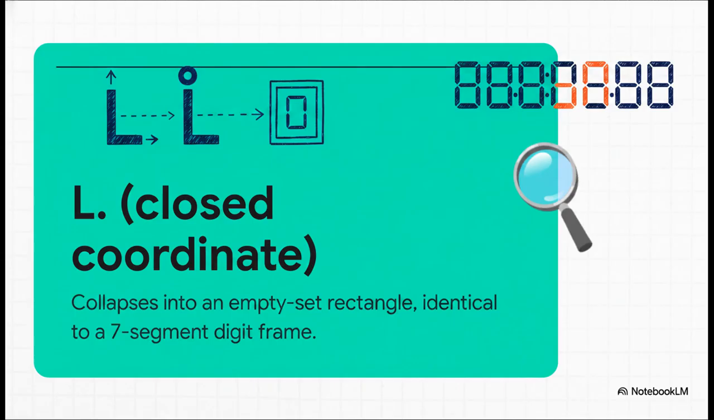Take the letter L. By itself, it's an open coordinate, right? An axis. But add a terminator dot to it, and you get L dot. The period literally closes the coordinate. So visually and geometrically, an open corner that gets closed off naturally collapses into an empty set rectangle. And that bounded rectangle is structurally identical to the digital frame of a 7-segment digit. Think about that for a second. We have literally moved from an analog coordinate directly into a digital domain.